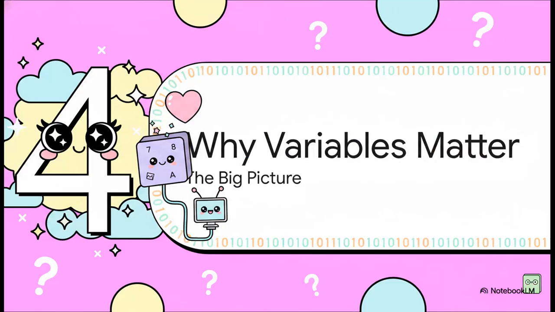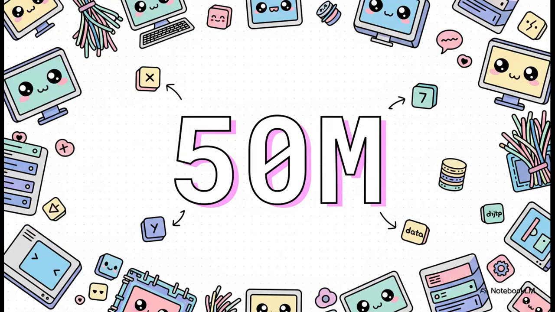So we've covered the what and the how. But to really get why this is so important, we need to talk about the why. Why is this one simple concept of a named box for data so unbelievably important? 50 million. Take a look at this number. What do you think that is? The population of a country? Maybe. A company's revenue? Nope. It's the number of lines of code in a major operating system that you probably use every single day.